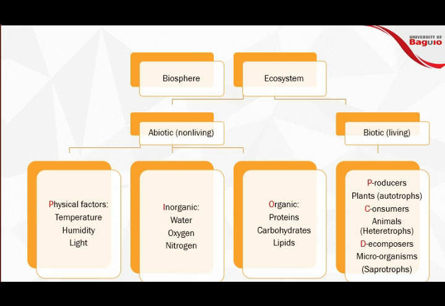Non-living things are also categorized into three. We have PIO, where P is the physical factors, I is the inorganic, and O is the organic factors. Let's start with physical factors, for example the temperature, the humidity, the light, etc. For inorganic, we have water, oxygen, nitrogen, carbon, and other kinds of inorganic factors.